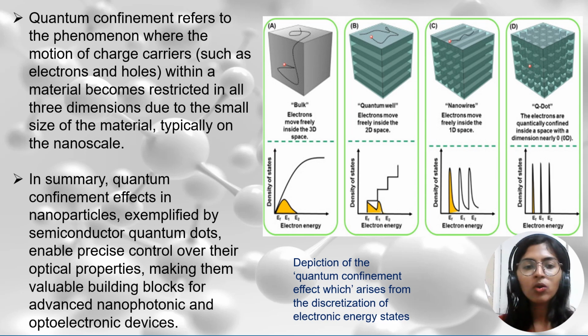The picture here is the depiction of the quantum confinement effect, which arises from the discretization of electronic energy states. In summary, quantum confinement effects in nanoparticles, exemplified by semiconductor quantum dots, enable precise control over their optical properties, making them valuable building blocks for advanced nanophotonic and optoelectronic devices.